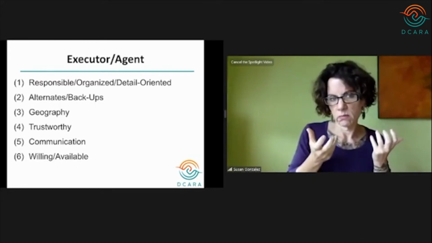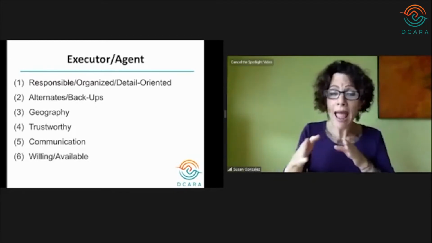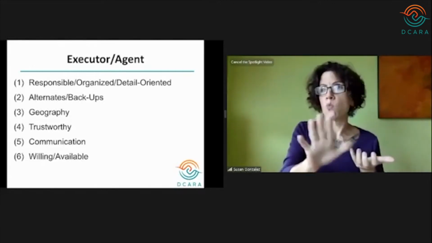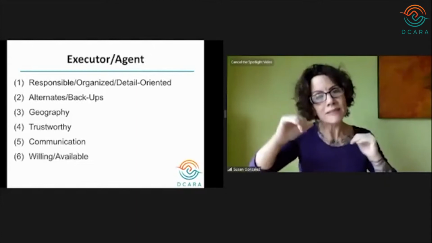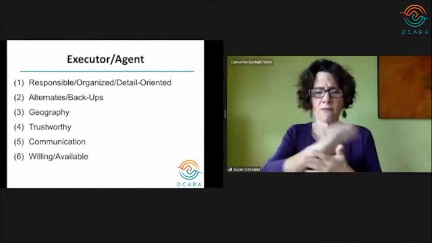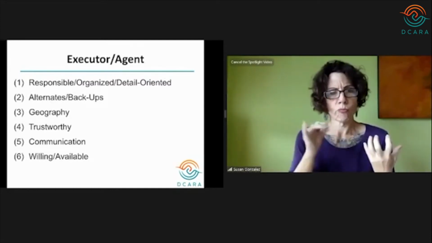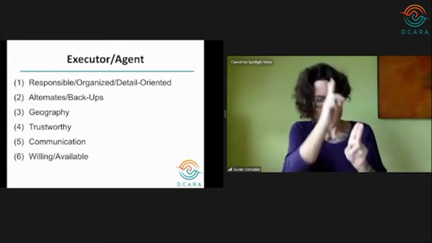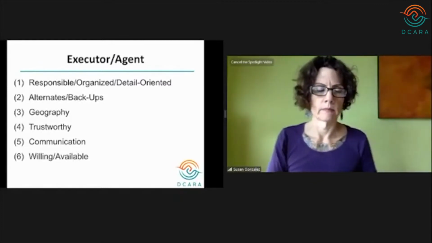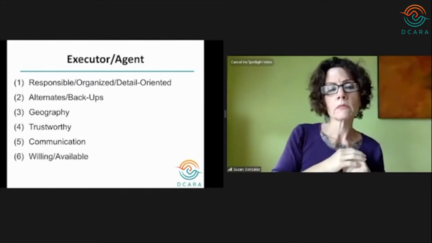You want to select a person that you trust will listen to what your needs are and what you want. The goal of the estate plan is to document what your wishes are, what your expectations are for your property, for your health decisions, all of that. It's your desires, your wishes. You want to select an individual that will honor that. You have to trust that person.